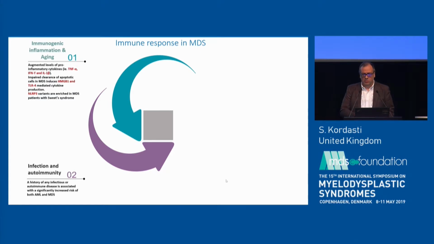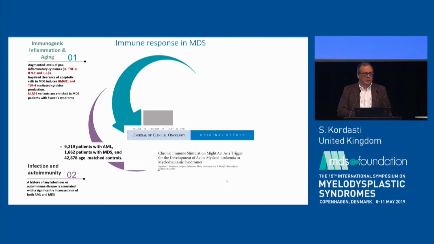The other aspect I want to address, as a comment made earlier, is whether we have any evidence that if you have inflammation or autoimmunity, it has anything to do with MDS. Perhaps the biggest study done so far was from Karolinska, which looked at 9,000 MDS and AML patients, more than 1,600 of them MDS, and compared them to 42,000 age-matched controls. The presence of autoimmunity, chronic infection and chronic inflammation significantly increased the risk of both AML and MDS. So yes, if we have chronic inflammation, the risk increases.